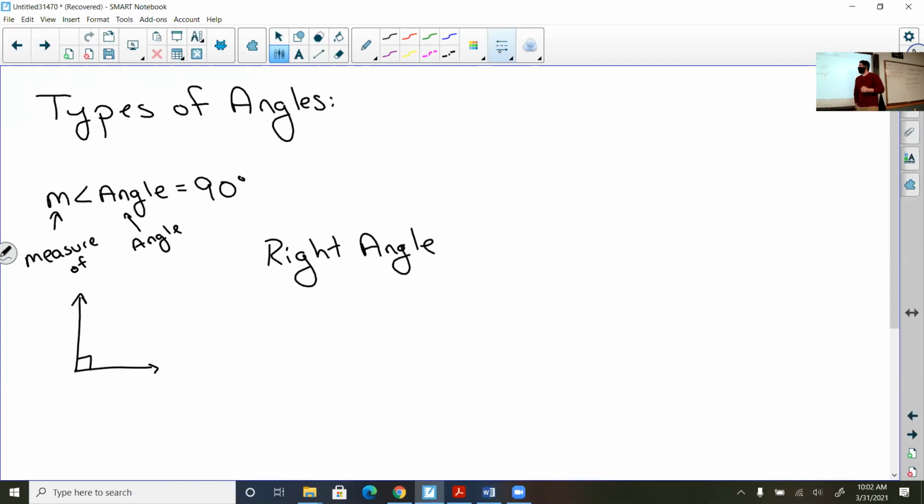Now, you can never assume you have a right angle unless, one, it says it's 90 degrees, or two, you see that little symbol in there. If it looks like it's 90 degrees, you can't assume it's 90 degrees because maybe it's 89.9 degrees. Maybe it's 89.99999 degrees. So you can never make that assumption unless it says it's happening. So the first type of angle we have is a right angle.